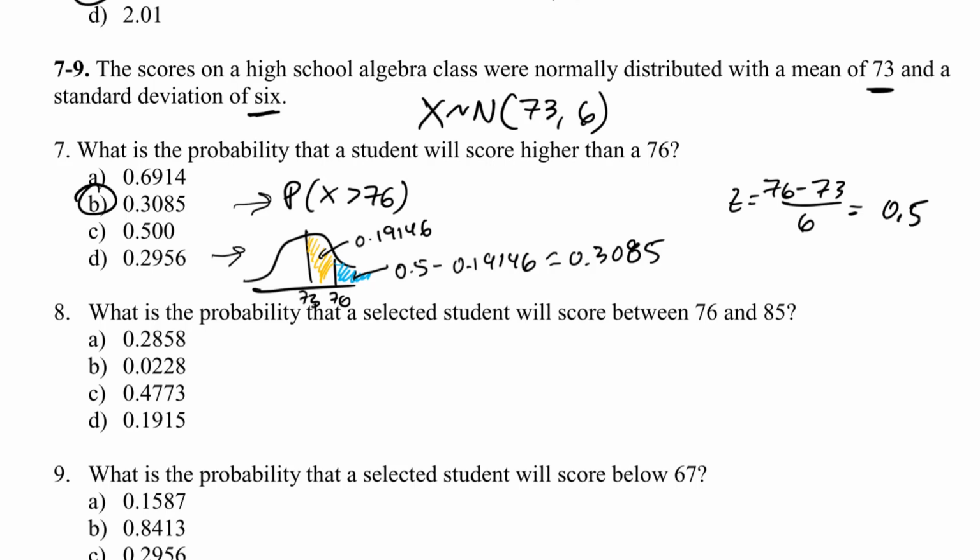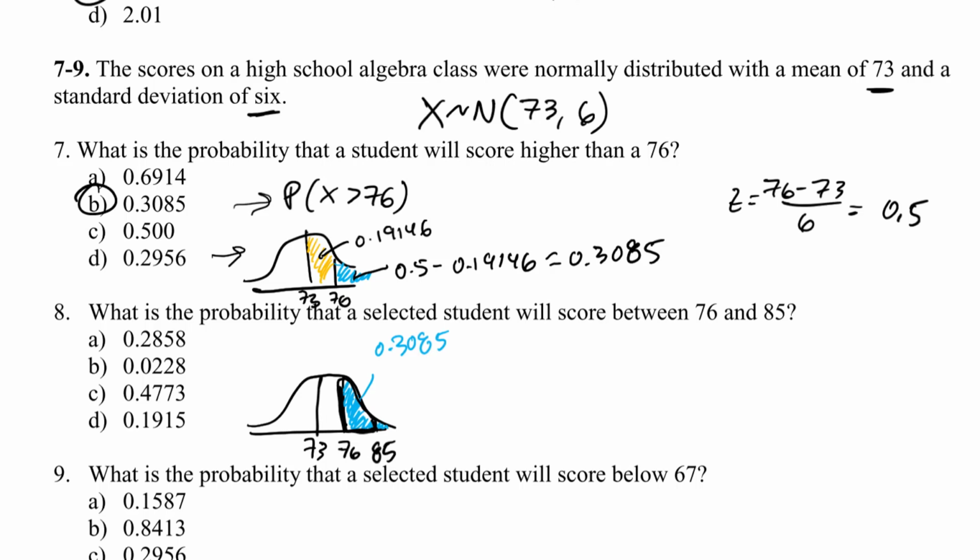Okay, so for example, in 8, what's the probability a selected student scores between a 76 and 85? This time, here's 73, and I'm going from 76 to 85, and now I want this region in between. Well, I just calculated the probability of 76 and up. I'm going to color 76 and up this blue, and we know that that area, which is what we just calculated in the other question, is 0.3085. We've already done that part. But what I'm really looking for is between 76 and 85. So how do I do that?